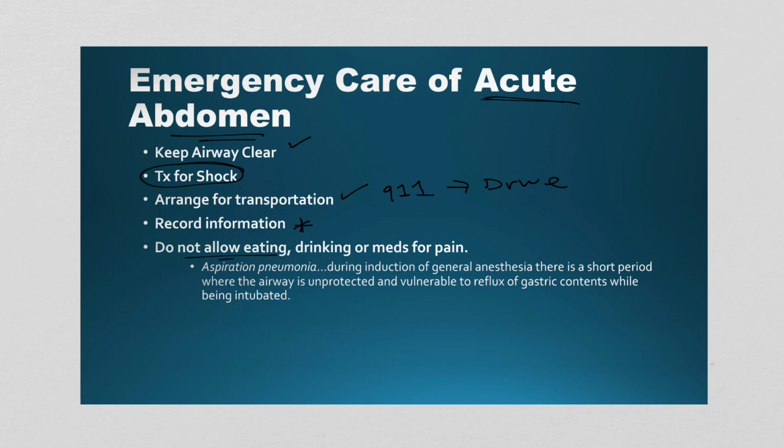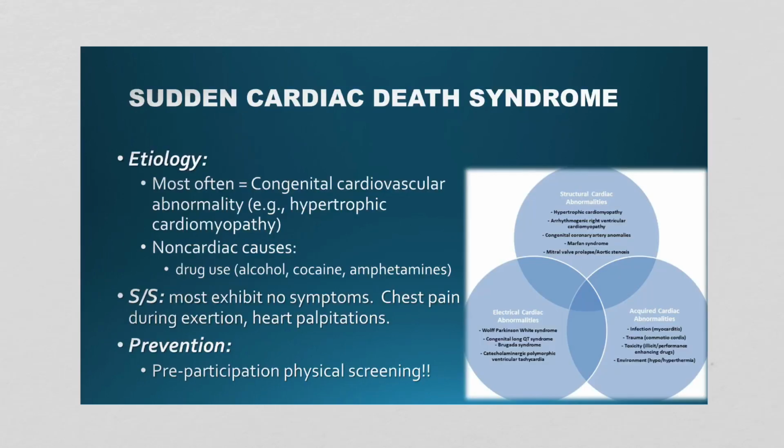But the biggest thing that I always teach students is don't allow them to drink, to take meds or anything. The big thing is we want them to be able to go into surgery right away. And so we want to make sure that they don't have anything that would prevent us from doing that. So there are things that can happen within the thoracic cavity and the abdominal cavity which impact the actual heart, which we haven't talked a whole bunch about.